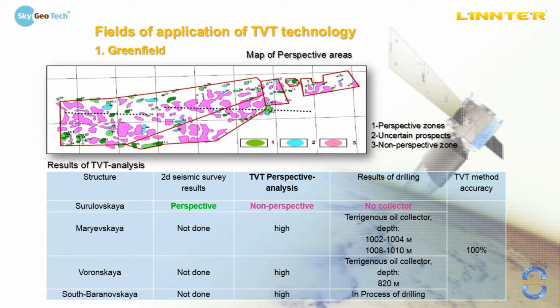And here is the table with the results of TVT analysis. For one structure, Surilovskaya structure, the seismic survey was done, and it showed a perspective zone, although the TVT analysis showed a not perspective zone. And as a result of drilling, no collector. All the other wells have good oil production. So the accuracy of our method here is 100%.